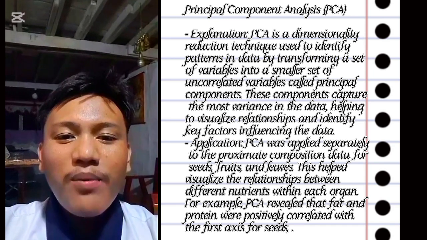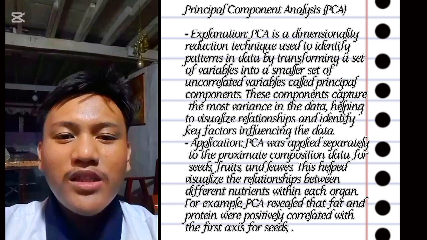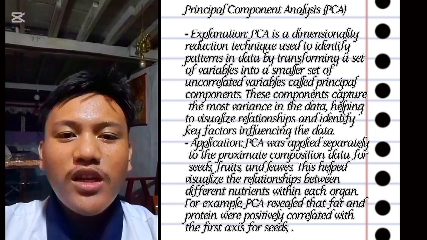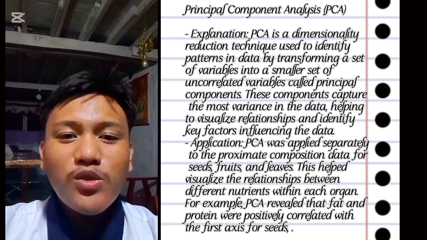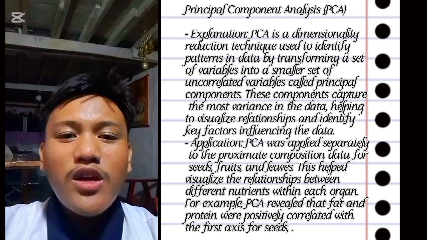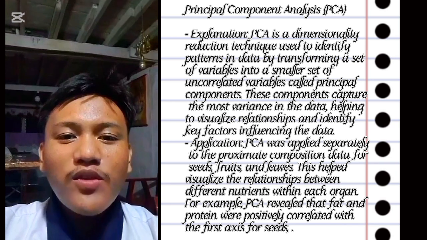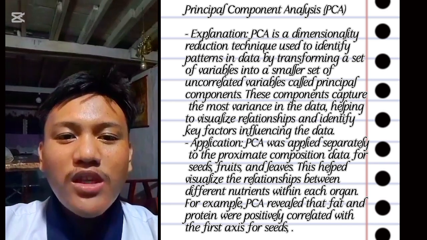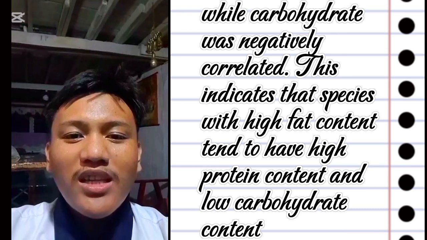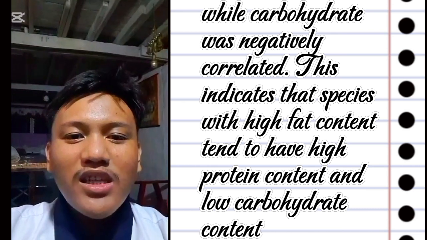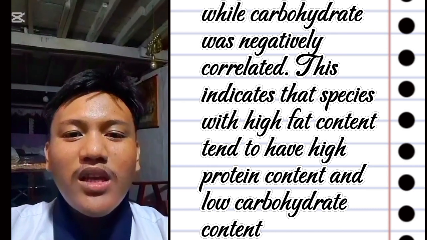Application of PCA: it was applied separately to proximate composition data for seeds, fruits, and leaves. This helps visualize relationships between different nutrients within the organs. For example, PCA revealed that fat and protein were possibly correlated with the first axis for seeds, while carbohydrate was negatively correlated. It indicates that species with high fat content tend to have high protein content and low carbohydrate content.